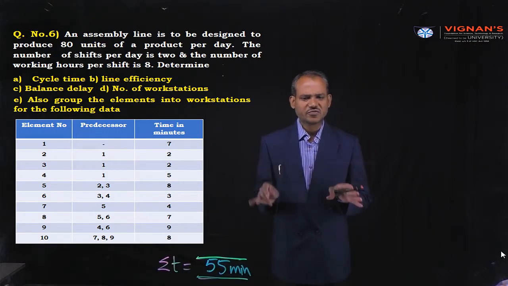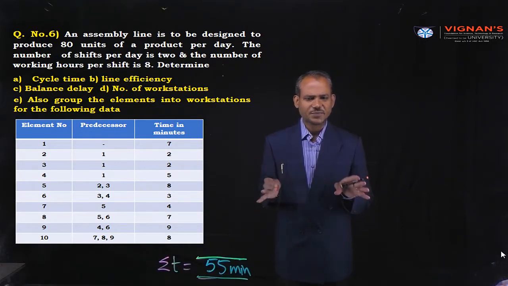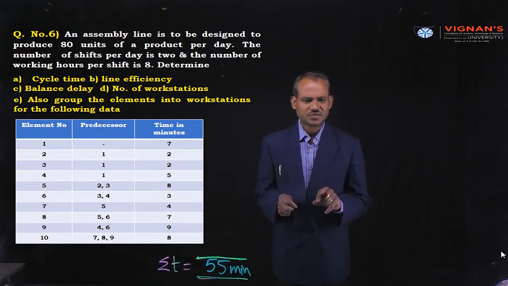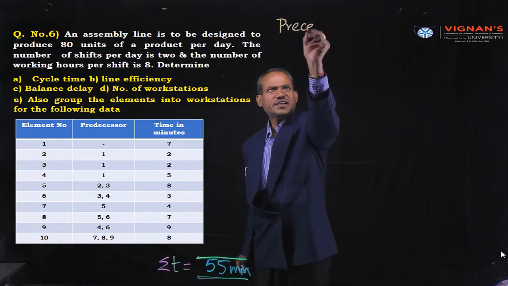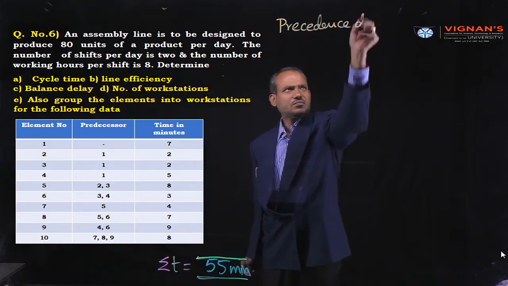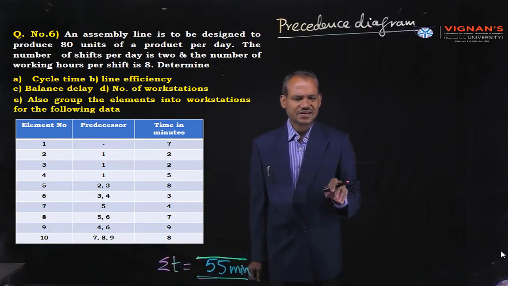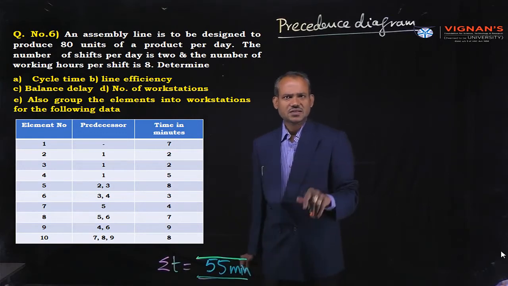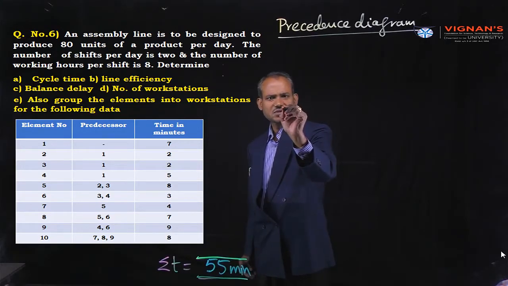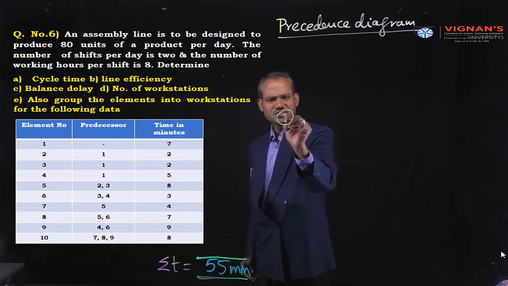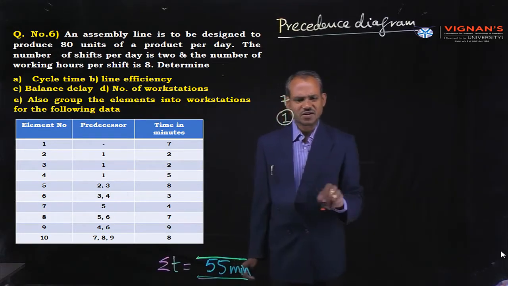For grouping of work elements into workstations, first of all, draw the precedence diagram for the given data. Okay, put heading precedence diagram. Consider first element. For element number 1, predecessor element is dash, that means none. Therefore, we have to start with element number 1. So draw one circle. This is element number 1. What is its time? This is 7 minutes. You can mark like this.